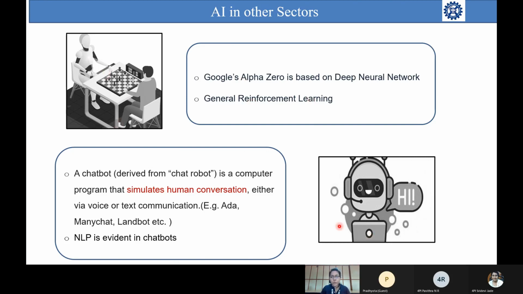Now we'll see the chatbot. When you open the browser, you can see that a chatbot comes up and starts a conversation with you. So this word chatbot, where does it come from? This word comes from chat robot. And what is this? This is basically a computer program that simulates human conversation either via voice or text. So how does this chatbot work? It does natural language processing. This is also part of deep neural networks, deep learning.